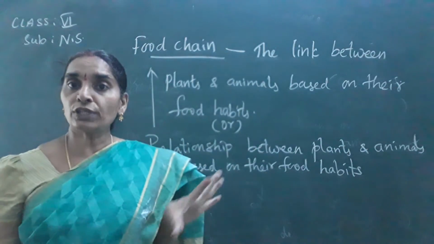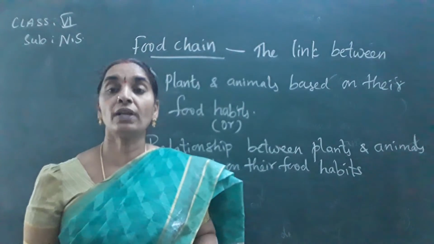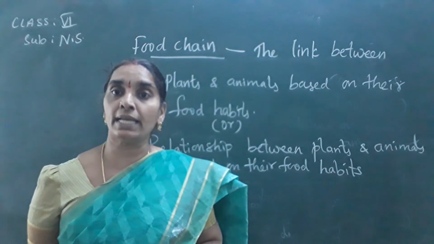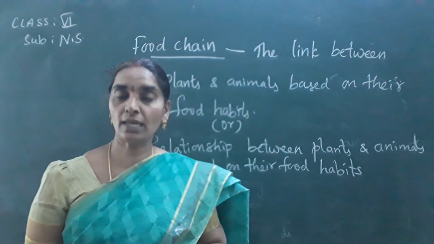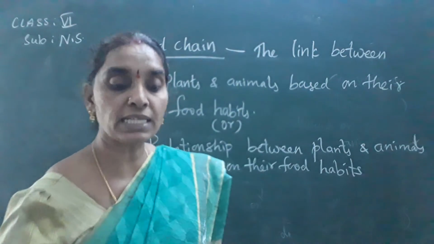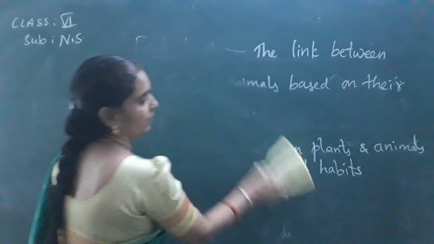Okay, so food chain normally starts from the plants, that is from the producers, and ends in carnivores. It starts from the producers. As an example, I'll give you now. You can observe carefully.